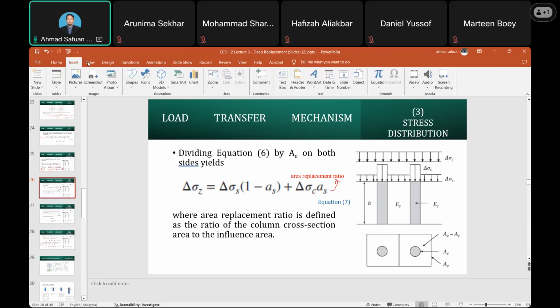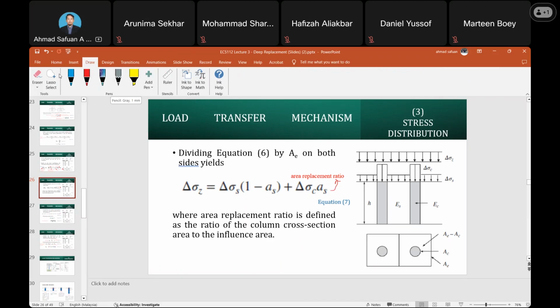So it means that AS is equal to AC, the area of the column, over AE. So that is for AS.